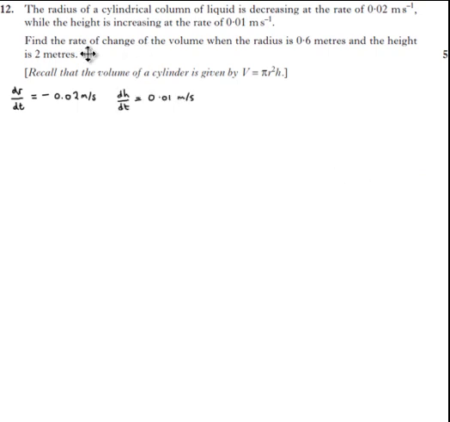We are asked to find the rate of change of the volume when the radius is 0.6 and the height is 2. So r is equal to 0.6, h is equal to 2. We want to find the rate of change of the volume with respect to time, so that's dv by dt. We know that v is equal to pi r squared h, so if we differentiate implicitly and use the product rule, we'll be able to work out dv by dt.